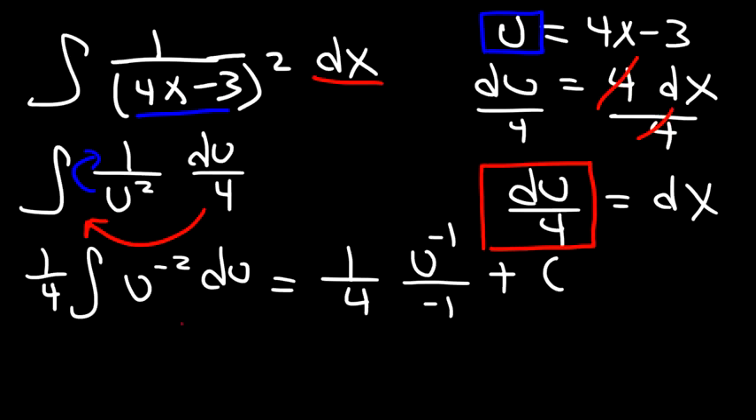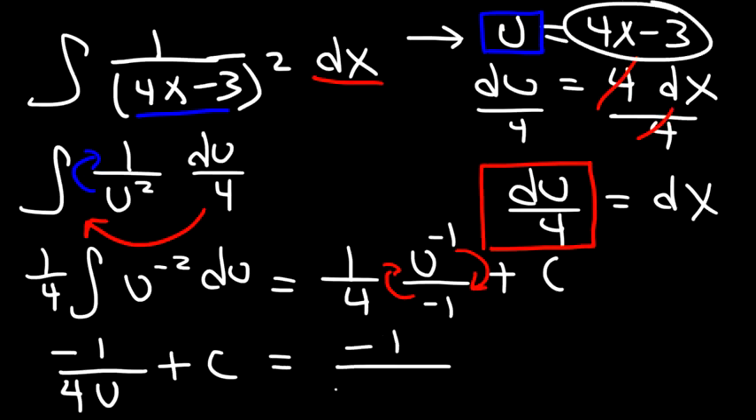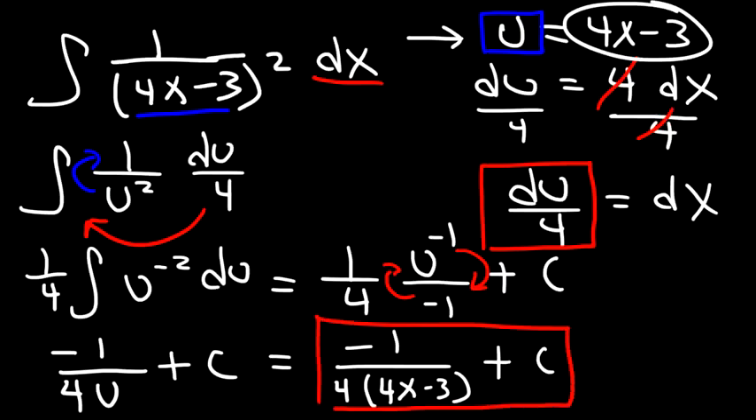Now let's move the u variable to the bottom, and let's move the negative sign to the top. So this is going to be negative 1 over 4 times u plus c. Now the last thing we need to do is replace the u variable with 4x minus 3. So the final answer is going to be negative 1 over 4 times 4x minus 3 plus c. And so that's what we need to do in this problem.